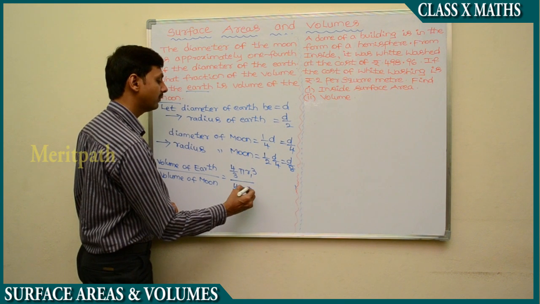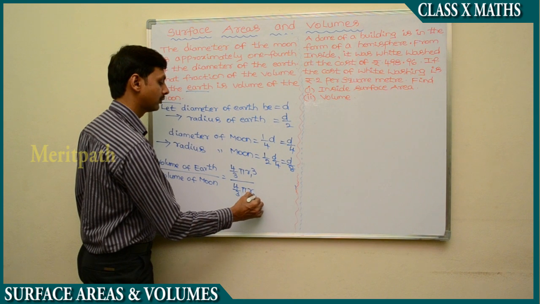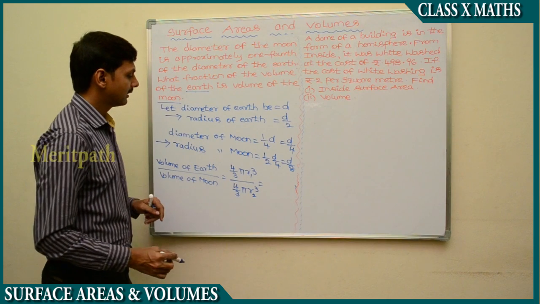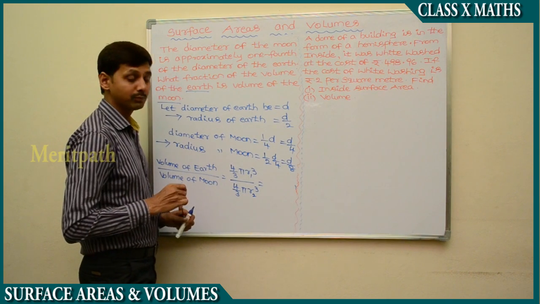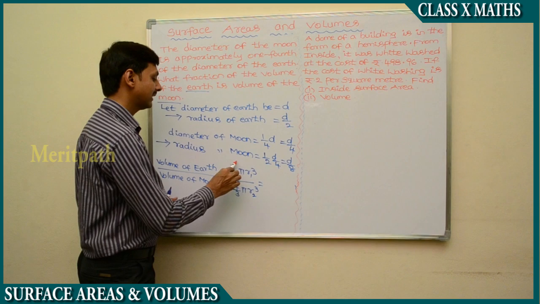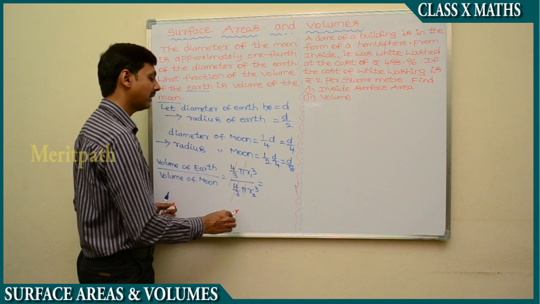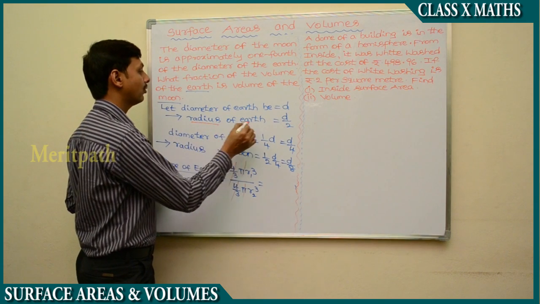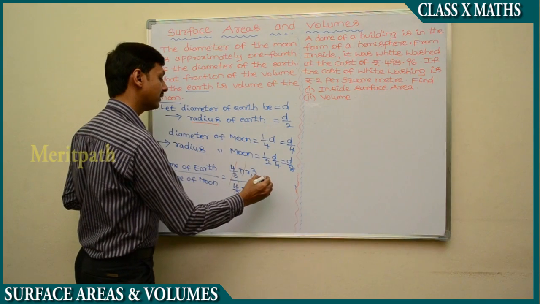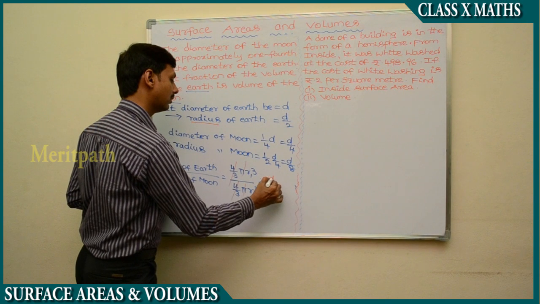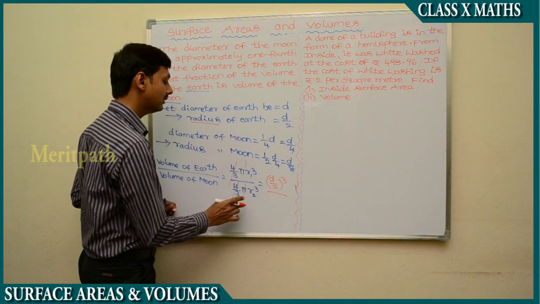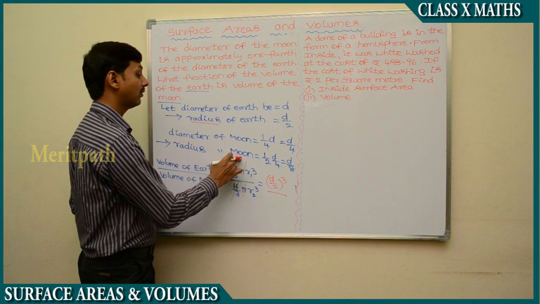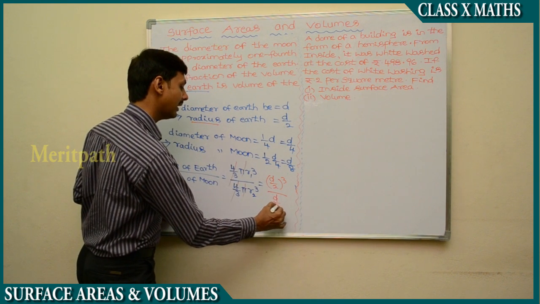Here r is r1 for the Earth and r2 for the Moon. The 4 by 3 and pi cancel on both. The radius of the Earth is d by 2, so d by 2 whole cube, divided by r2, the radius of the Moon, which is d by 8, so d by 8 whole cube.